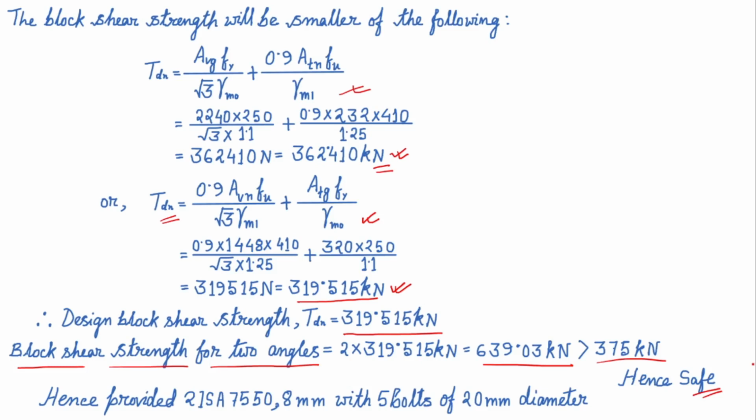So finally I have shown the designed tension member with the connection is safe against yielding of cross section, critical section rupture and the block shear failure. Hence our design is safe against all types of failure of the tension members. Hence provided two Indian standard angles 75/50, 8 mm with 5 bolts of 20 mm diameter. So this is all about the design of tension member.